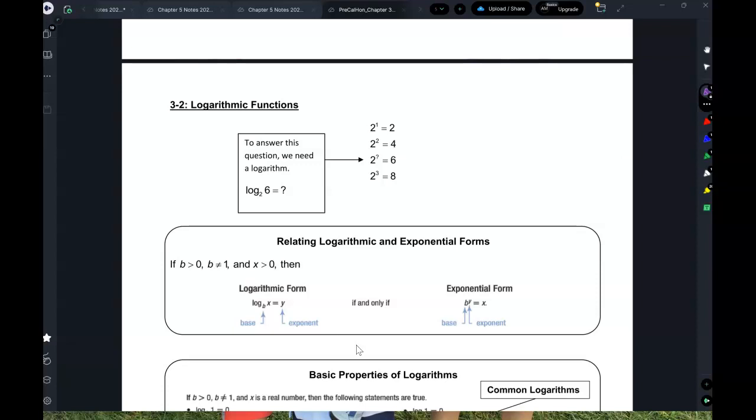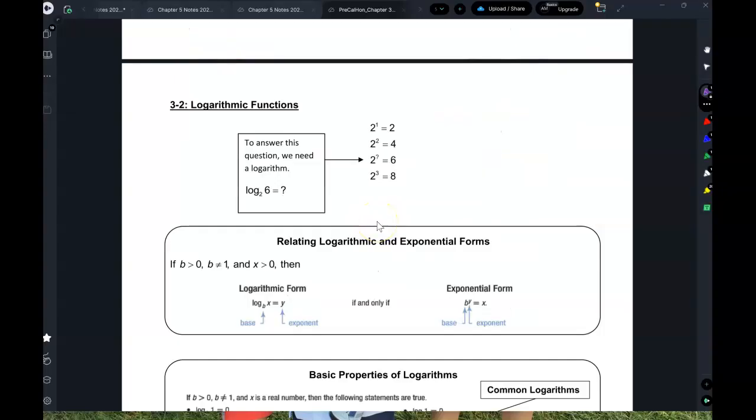In the case of logarithms, take a look at these. Here we have the powers of 2, right? 2 to the 1 we know is 2, 2 to the 2 is 4, 2 to the 3 is 8, and so on, right? But what happens in increasing the exponents? In going from an exponent of 2 to 3, the value increases from 4 all the way to 8, and we skip through all the other numbers.